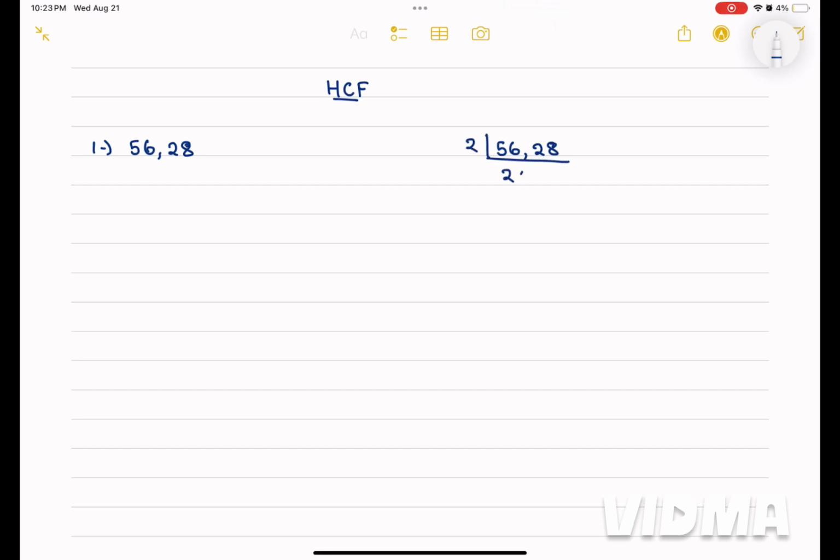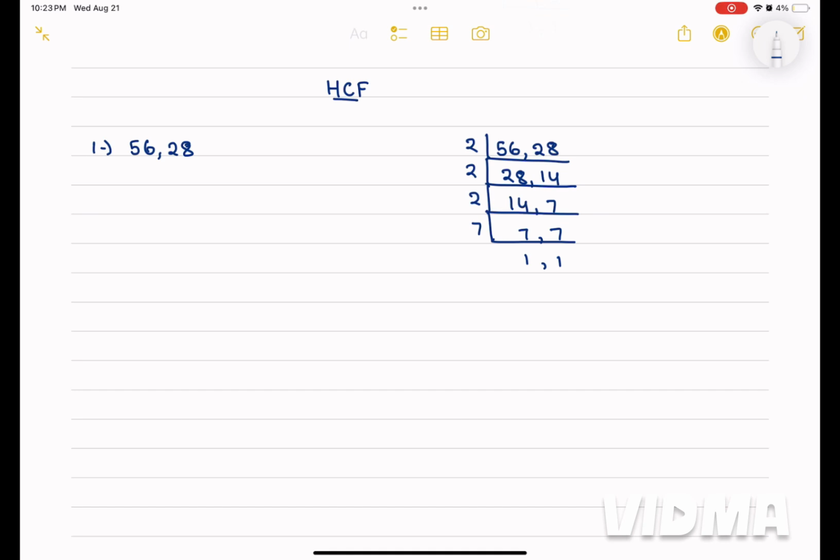Then 2. Going by the simplest, 14, 2, 14, 7, then 4, 2 again, 7. 14 divided by 2 equals 7. But here do not do anything with the other 7 because 7 is not divisible by 2. Just let it be. 7 ones and 1s.